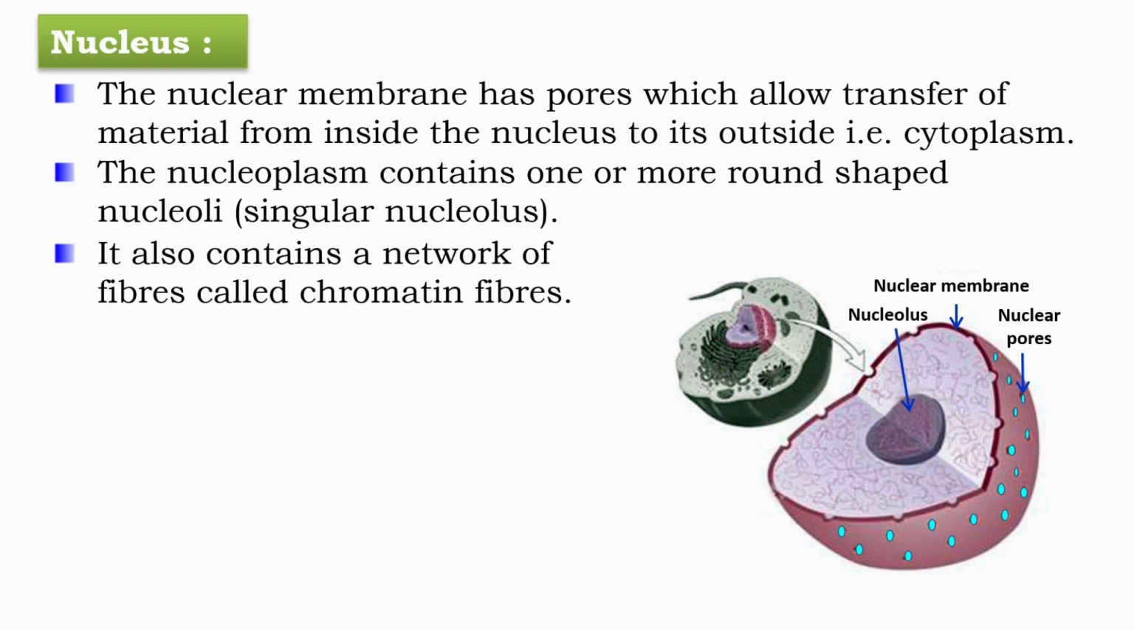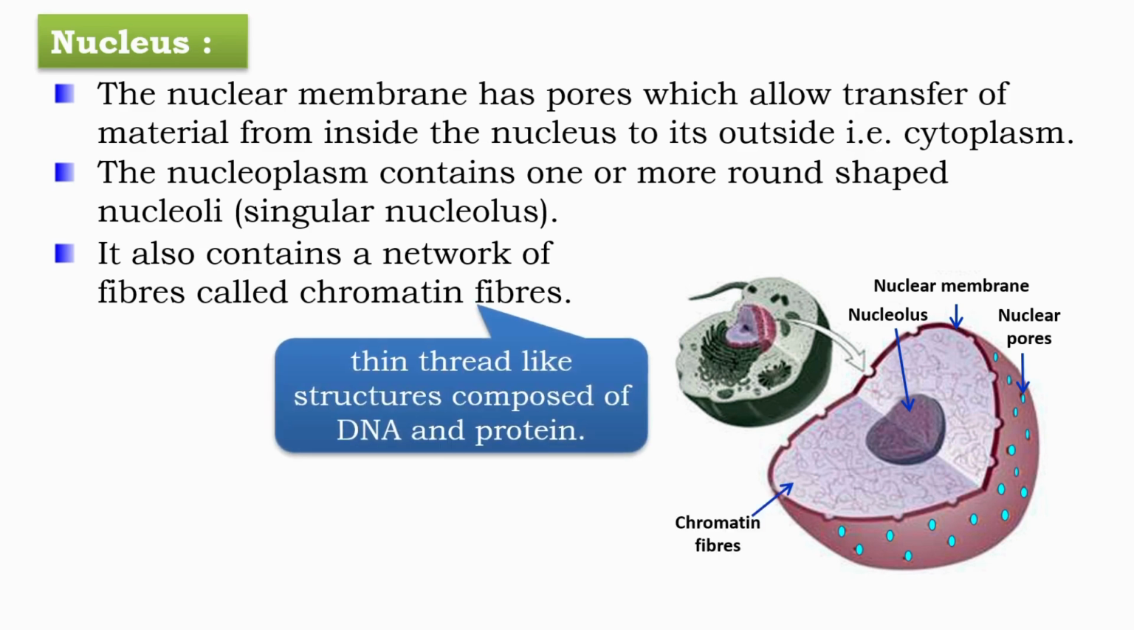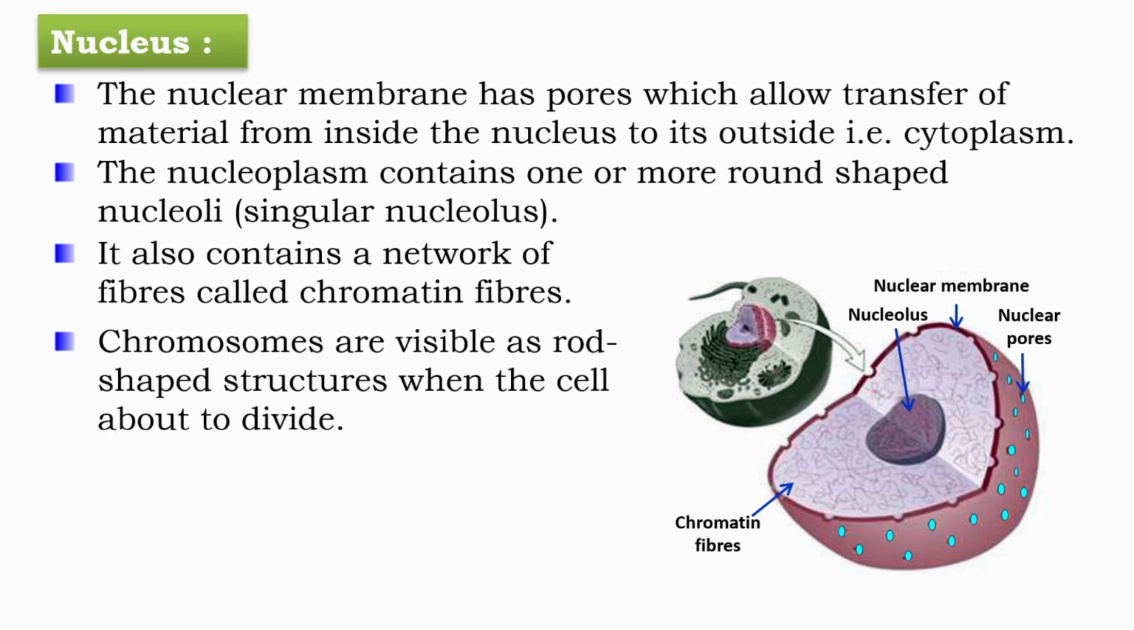It also contains a network of fibers called chromatin fibers. Chromatin fibers are thin thread like structures composed of DNA and protein. Chromosomes are visible as rod-shaped structures when the cell is about to divide.